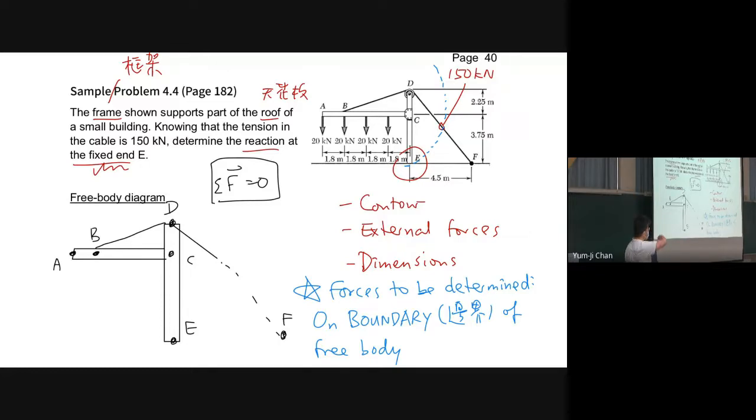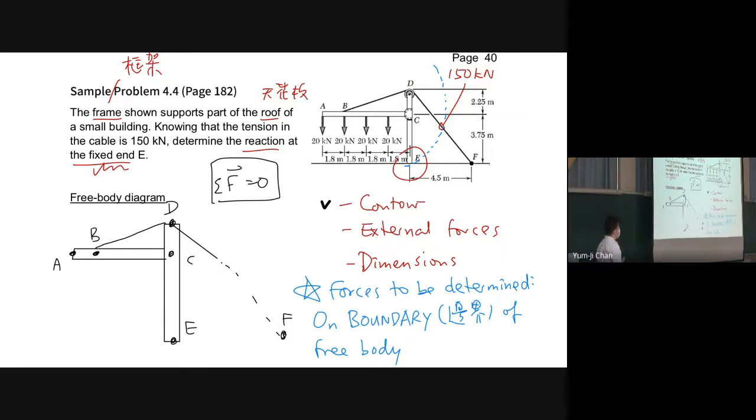So we draw the shape of the free body. Of course, we don't need to draw this, and we don't need to draw this either. These are two details that we don't need. Now we have drawn the contour, and what do we draw next? The external forces. Okay.